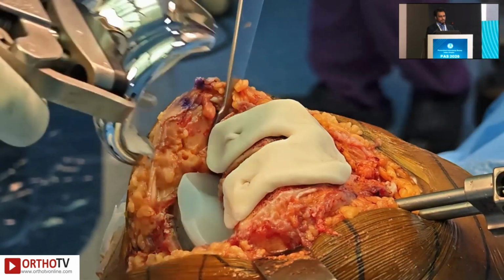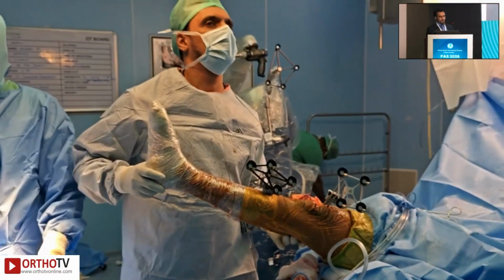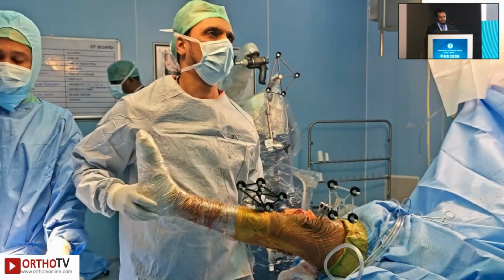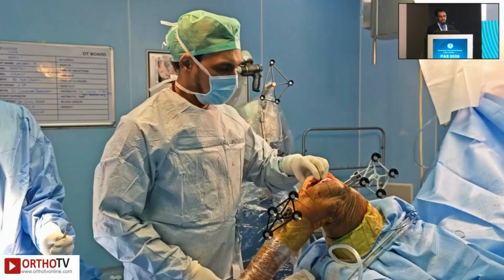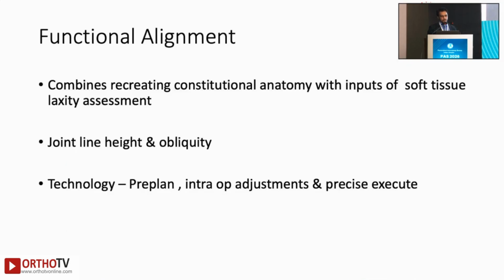This is a cruciate substituting poly, so I need to get the poly in first and then the femur. And as you can see, we've got full extension there, and it's quite stable in the extension with a little bit of opening on the flexion. So that's my final X-ray. I could recreate my joint line, my slope, and most importantly the posterior condylar offset. I think that's the most important part on the medial side. Once you recreate that posterior condylar offset, the biomechanics of the knee pretty much gets back to normal.